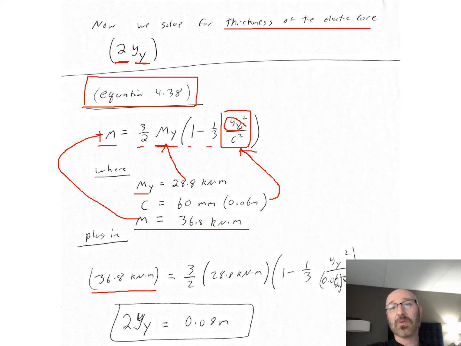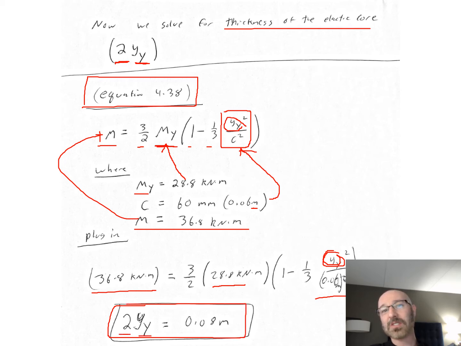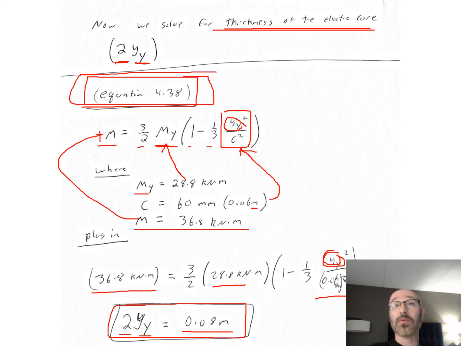36.8 kilonewton meters equals 3/2 times 28.8 kilonewton meters, times 1 minus 1/3, now this y sub y squared over our c value of 0.06 meters squared. Our only unknown is y sub y. We can plug this into a calculator, Excel, MATLAB, Python, whatever your choice is, and back out that 2 times our y sub y. So we can solve our y sub y and multiply it by 2. So 2 times our y sub y is equal to 0.08 meters. So that's where they get our thickness of our elastic core from our general governing equation here, 4.38, where we'd already solved for our M sub y and we had a value for our M.